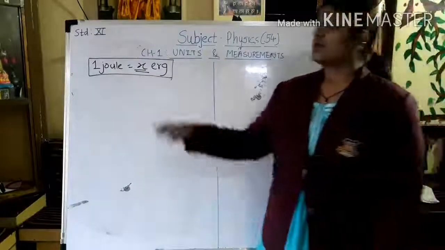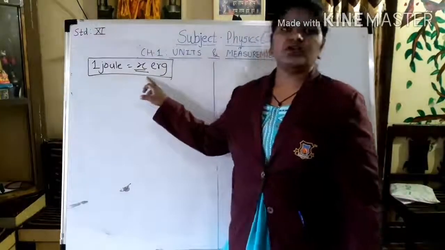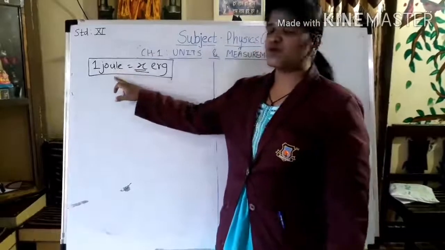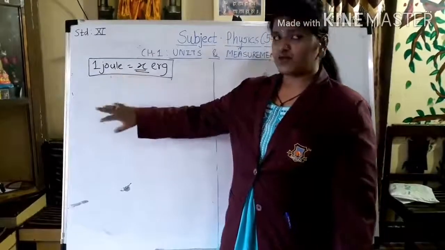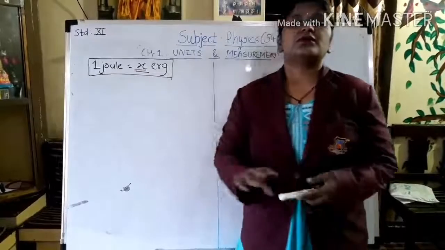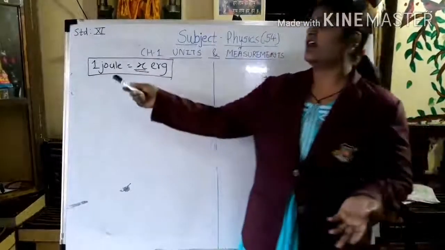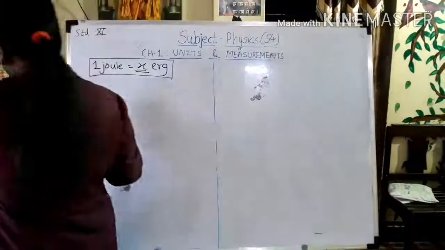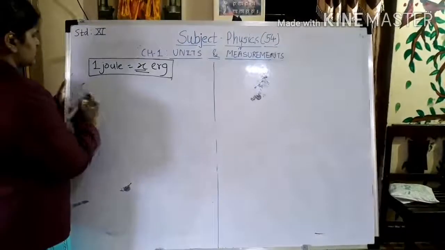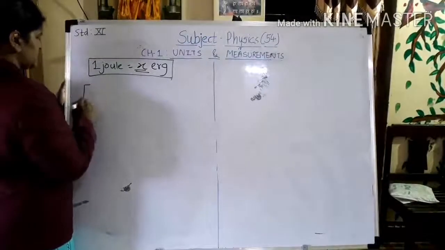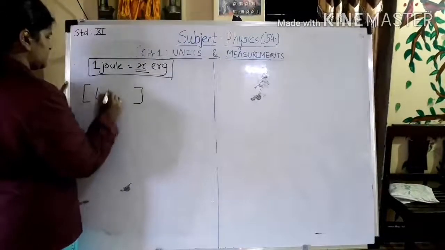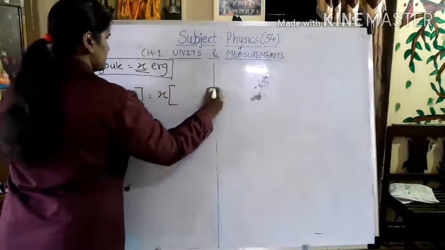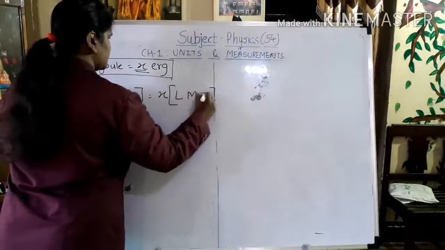Now, to find this, what is the basic thing? You have to know the dimensions for the same. And for dimensions, you have to know the unit. What physical quantity has unit joule and erg? Energy, right? So you have to know the dimensions for energy. So I will first write L M T over here.